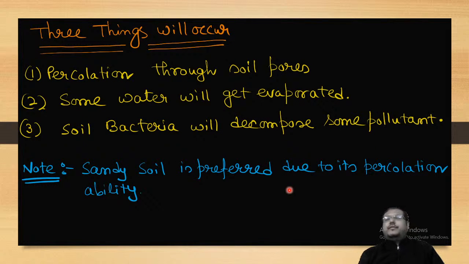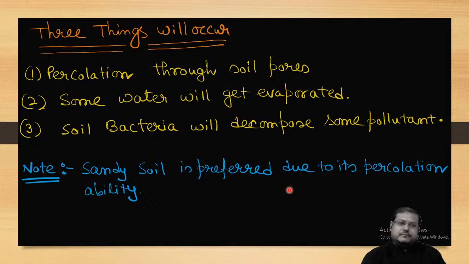Three things will occur when you are disposing it off to a land surface. Firstly, the percolation through the soil pores. Some water will get evaporated and soil bacteria will decompose some pollutant. Sandy soil is preferred due to its percolation ability.